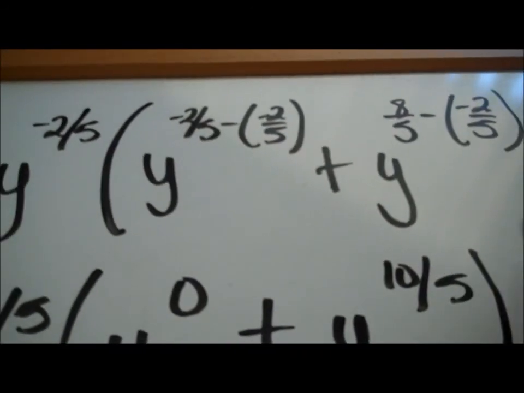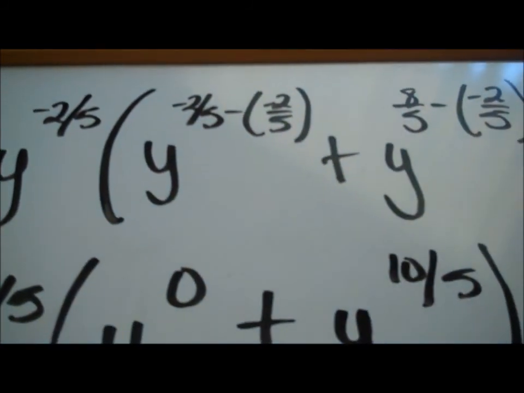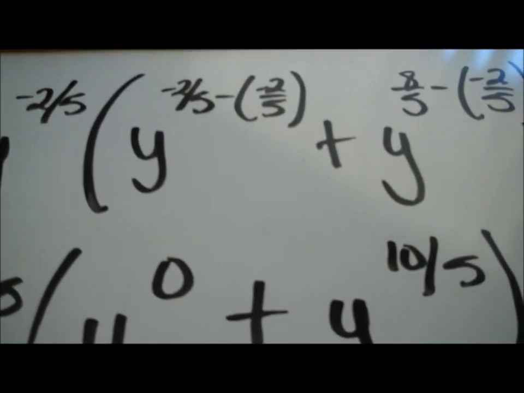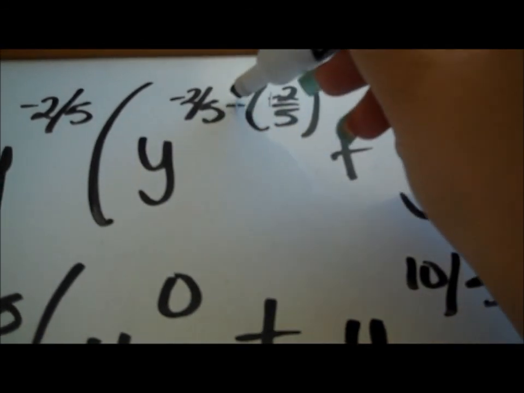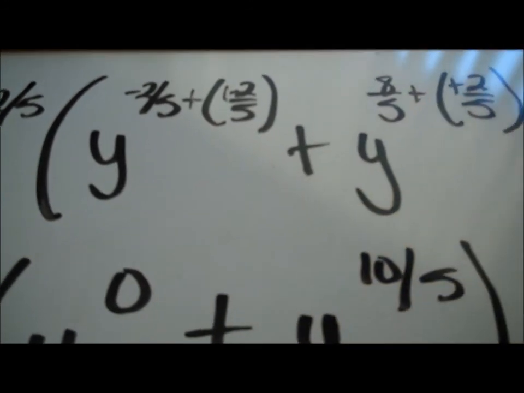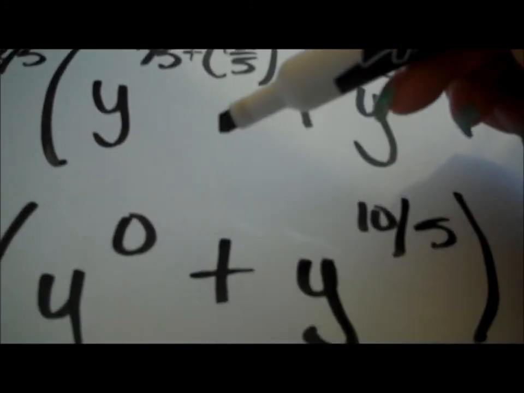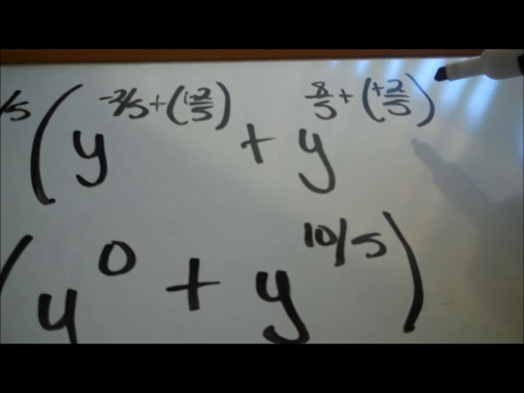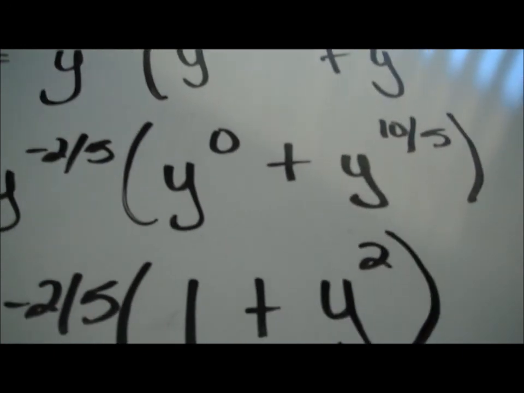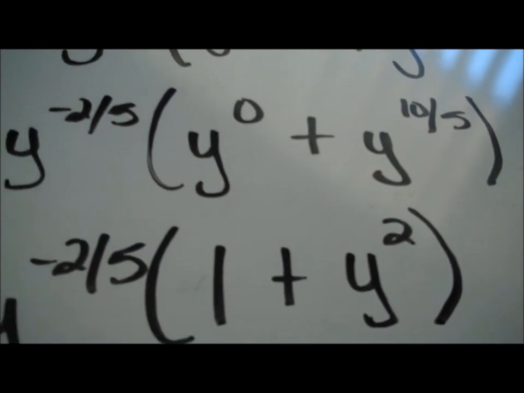So I've rewritten it like this. I factor out a y to the negative 2/5, and I am subtracting a negative 2/5 from each of these, which means I have to pay attention to my signs. These two become a positive, and these two will become a positive also. So we have a negative 2/5 plus 2/5, which is 0, and we have 8/5 plus 2/5, which is 10/5. We need to simplify those, and anything to the 0 power is 1. This becomes y to the second power, because 10 divided by 5 is 2.